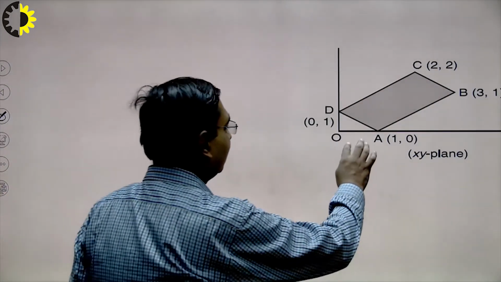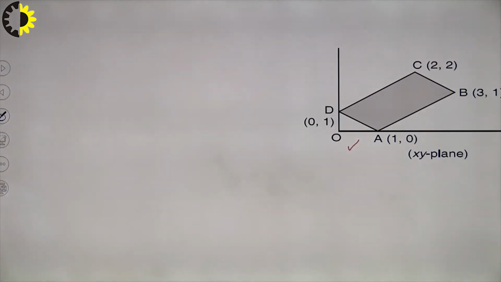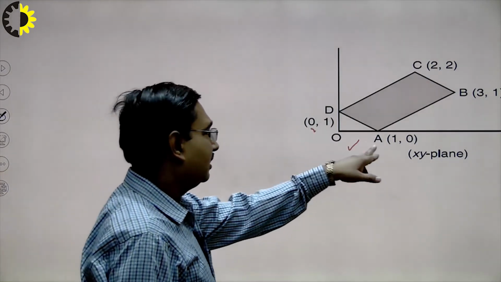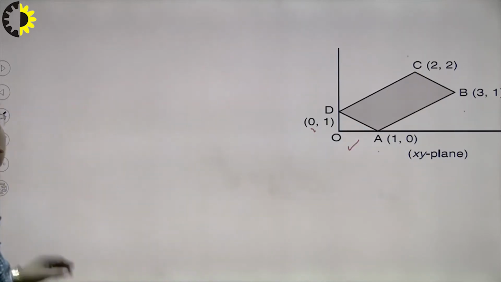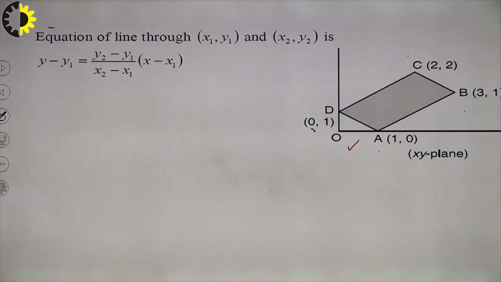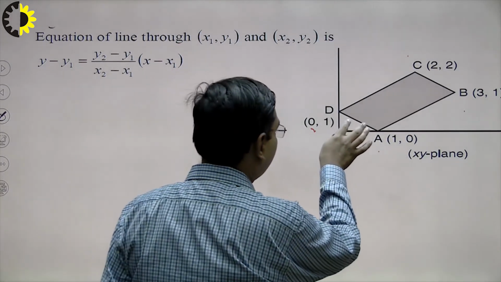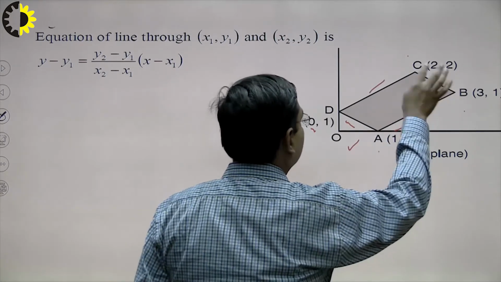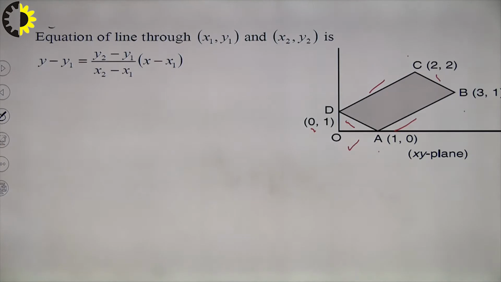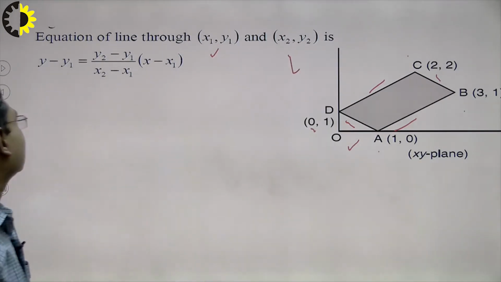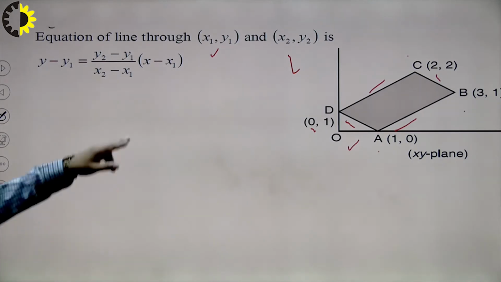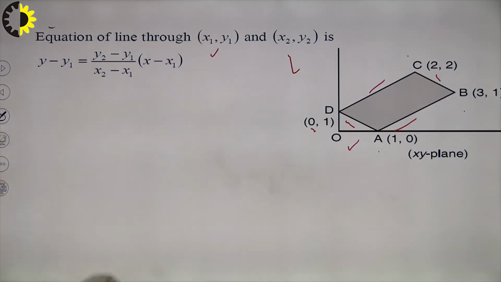This is our given region, which is a parallelogram formed by these 4 points. Now, to find the new region in the uv plane, we shall first find the equations of the boundaries of this parallelogram. We know that the equation of a line through 2 points (x1, y1) and (x2, y2) is y minus y1 is equal to (y2 minus y1) upon (x2 minus x1) times (x minus x1).